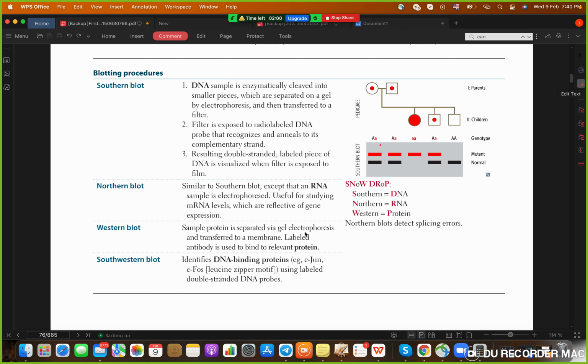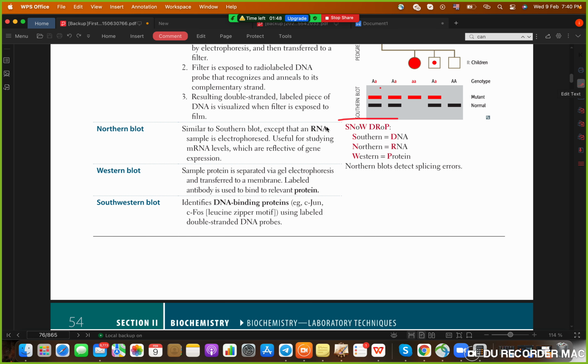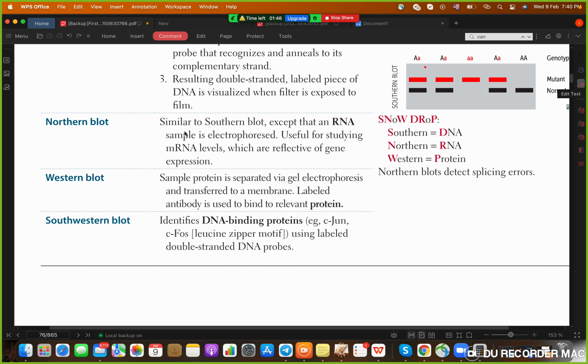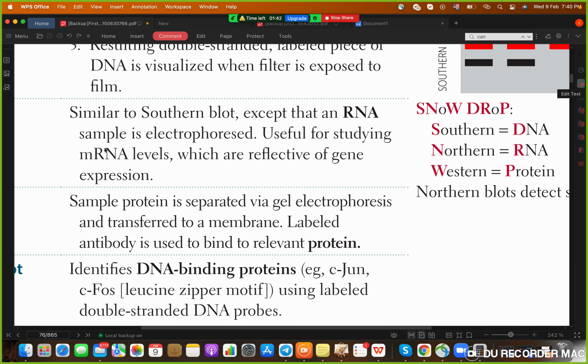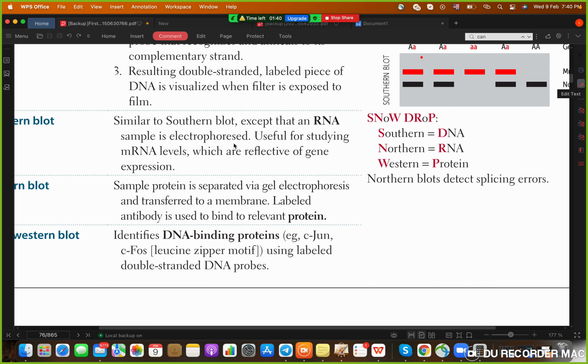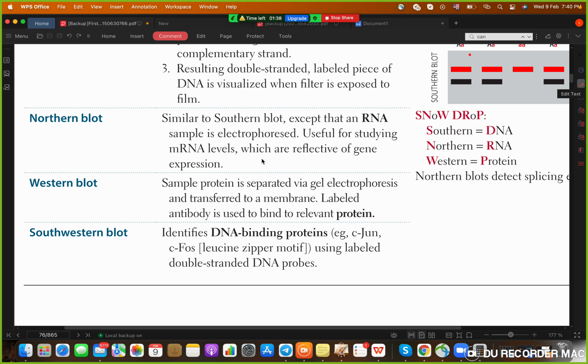What about Northern blot? Well, Northern blot is similar to the Southern blot, but instead of DNA, SNOWDROPS, it's for the RNA. So just memorize this mnemonic, guys. It will save you a lot of time. Similar to Southern blot, except that an RNA sample is electrophoresed, useful for studying mRNA level. So it helps us check the level of, for example, a virus inside of our body, which is reflective of gene expression. So the Northern blot is really useful to detect virus titers inside of our body.